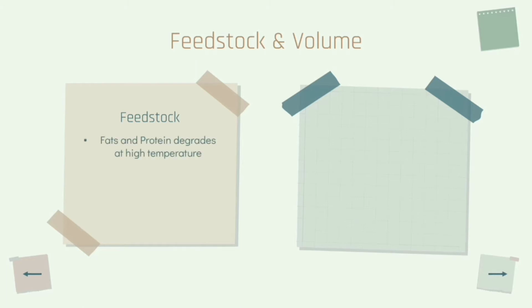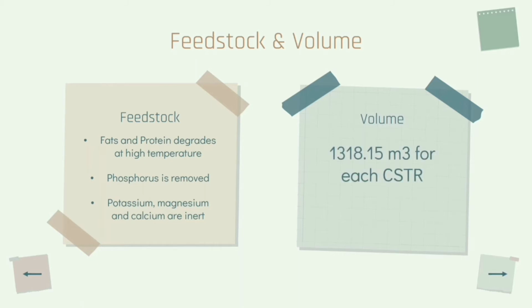As the pomade is discharged around 80 to 90 degrees Celsius from the processing plant, the fats and protein will be degraded. Phosphorus is removed by denitrification, nitrification, and phosphorus accumulation process. And potassium, magnesium, and calcium are considered as inert and will not be involved in the reaction process. After doing calculation using the value that we have set for the process and the type of reactor, the volume proposed for the reactor is 1,318.15 m3 for each CSTR.